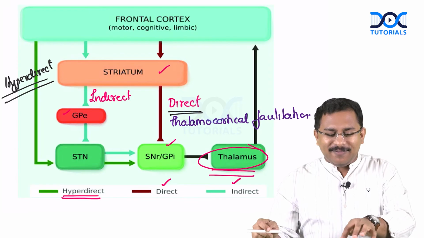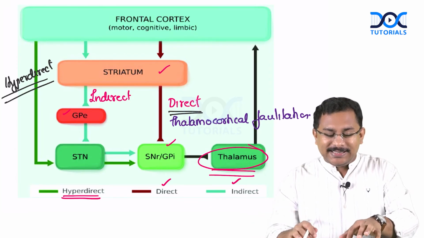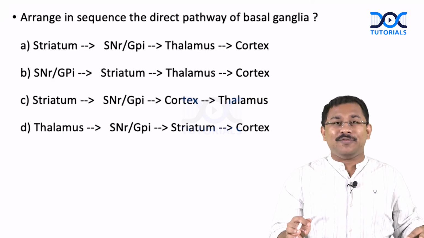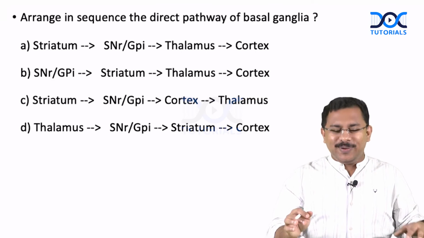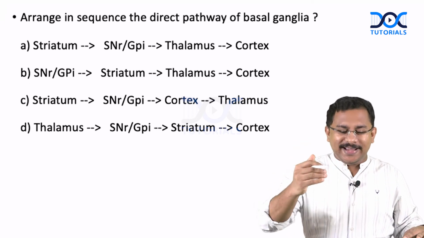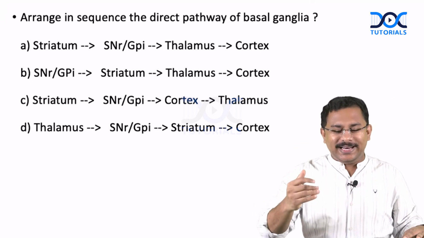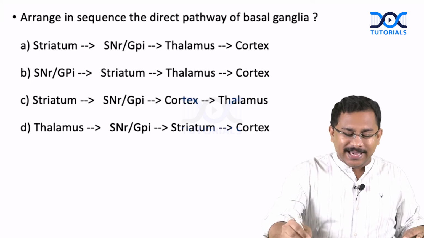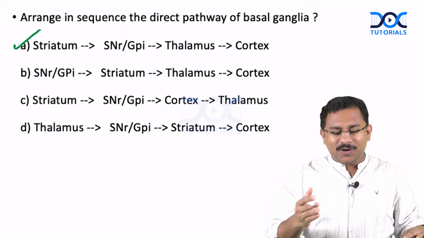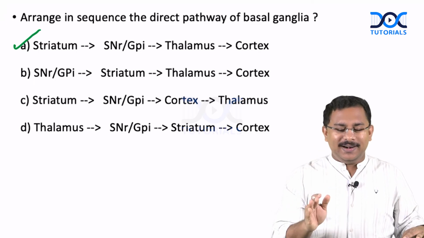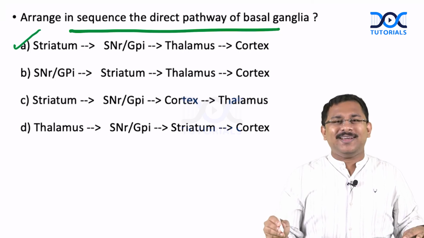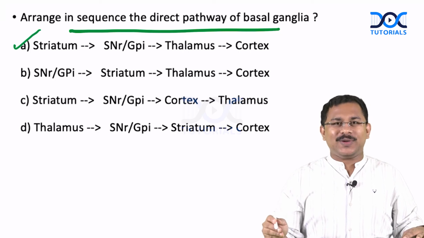Okay. So they have asked regarding the sequence of the direct pathway. I have told you that from the striatum, it goes to the GPI and SNR, thalamus and to the cortex. That is the first one. The remaining ones are wrong. So option 1 is the correct sequence of the direct pathway of the basal ganglia. Okay. All right.